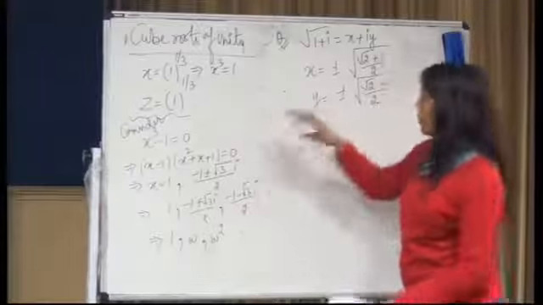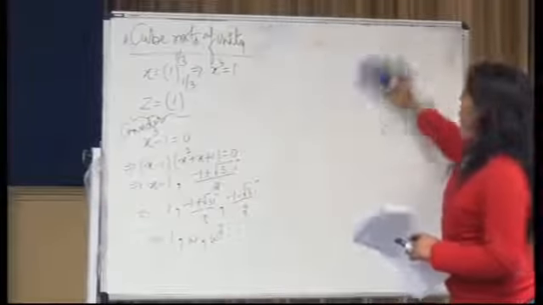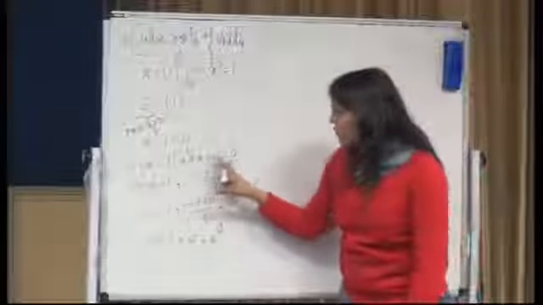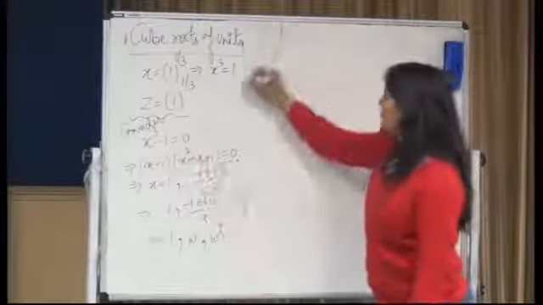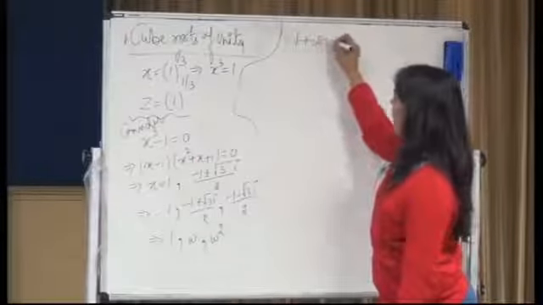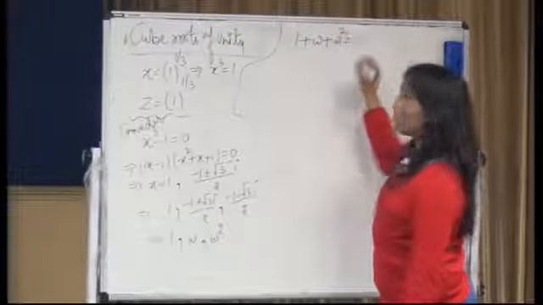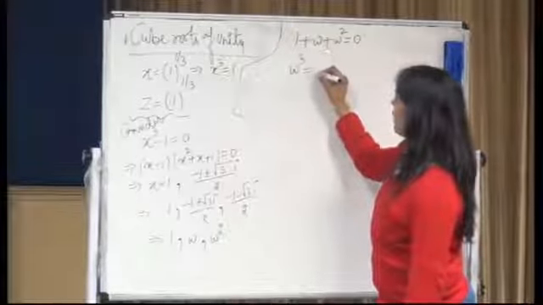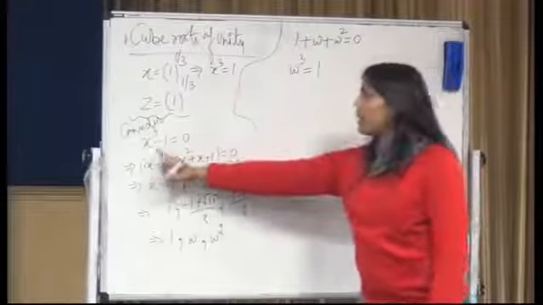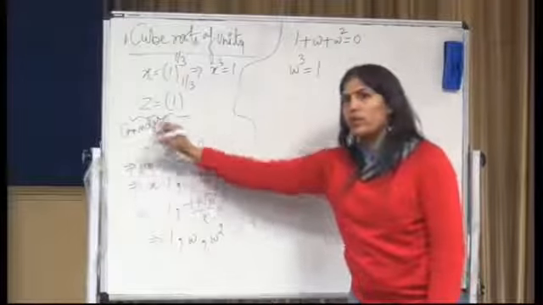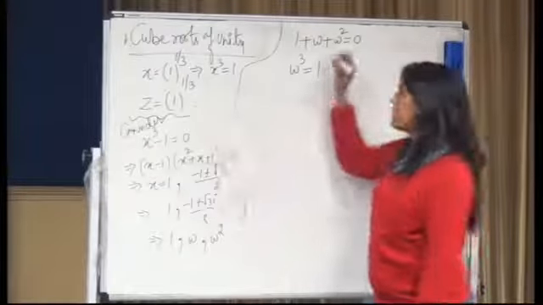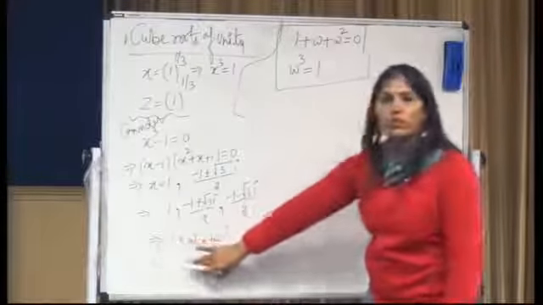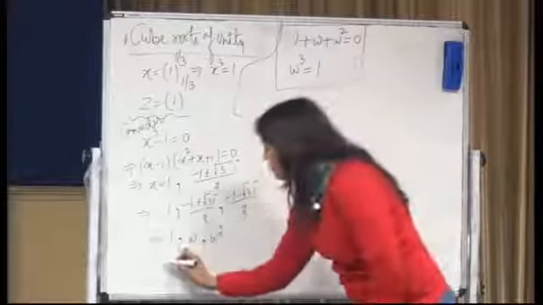Now just the properties of this omega root. Omega satisfies this equation, so one relation we easily get: 1 plus omega plus omega square is 0. Omega cube, if you calculate, will be 1, because omega satisfies this equation also. So omega cube is 1. These two properties are very important for cube roots. These are called cube roots of unity.